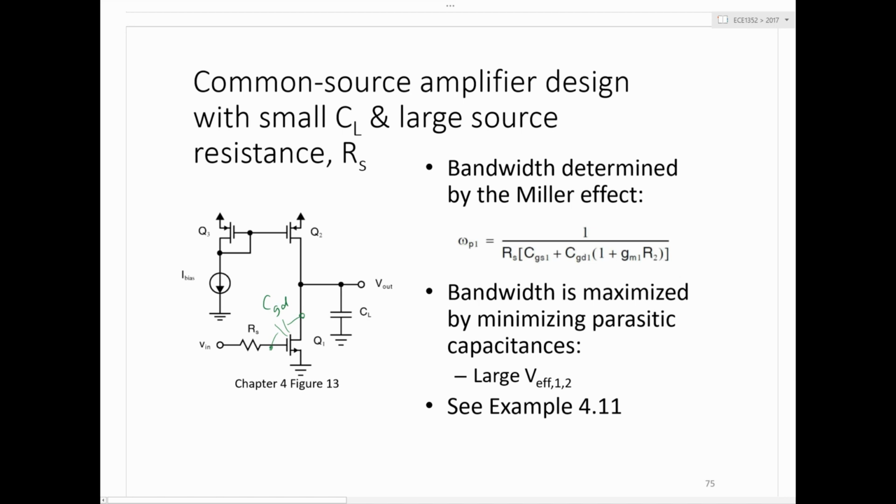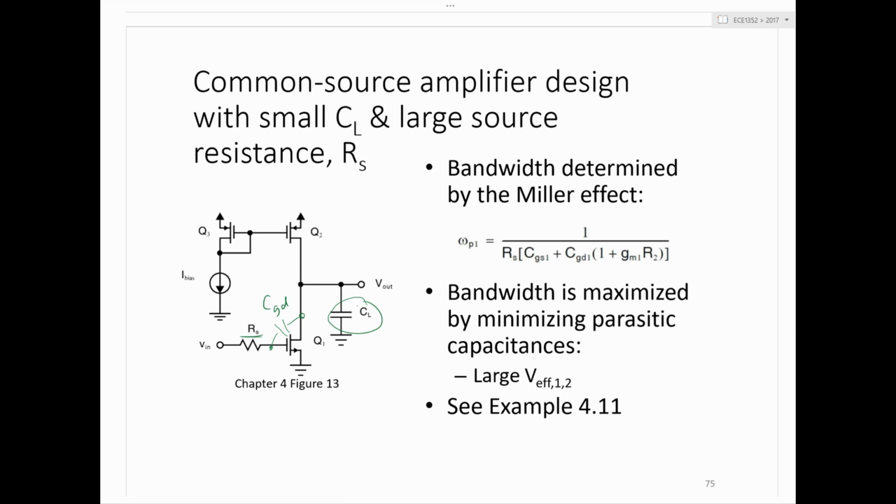So in some cases, that Miller capacitance at the input combined with, and especially when the source resistance of the preceding stage, right? So that could be the output resistance of whatever's driving the gate of Q1. That time constant together, in many cases, is dominant and limits the bandwidth of the circuit. So for that to be the case, as I said, typically it would mean that RS is not small, and also that CL is not big. Okay?